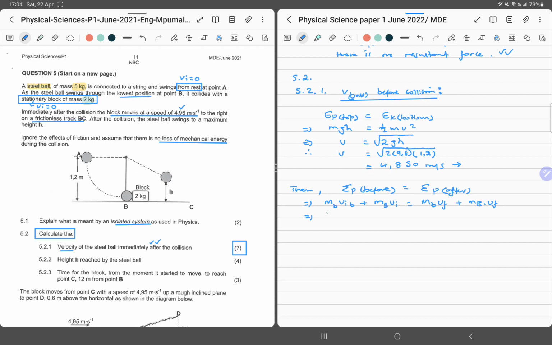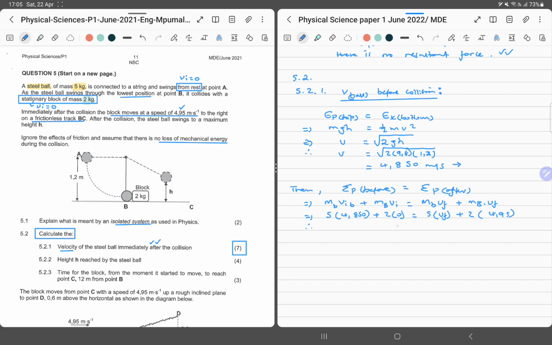This implies the mass of the ball is 5. The initial velocity is 4,85. Plus, this block was stationary initially, so this is 2 into 0, equals 5 into what we don't know, plus 2 into the final velocity. They gave it to us and said it was 4,95. Okay.